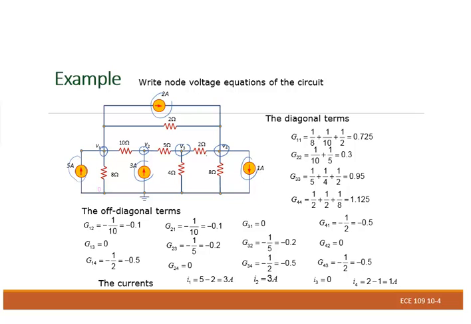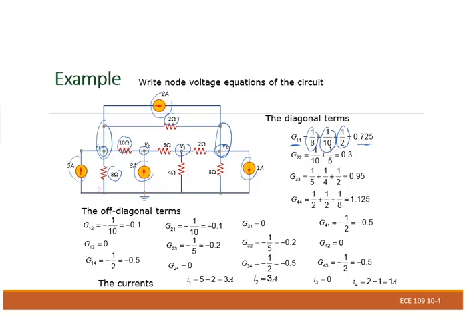Okay? And this one is actually same V1 here. This one is same V4 here. Okay. If you look at node 1, which elements are connected to node 1? 8 ohms, 10, and 2. That's why right here we're going to have 1 over 8, 1 over 10, 1 over 2. Okay? This will give us a G11.